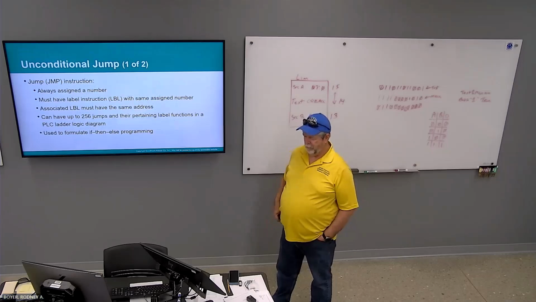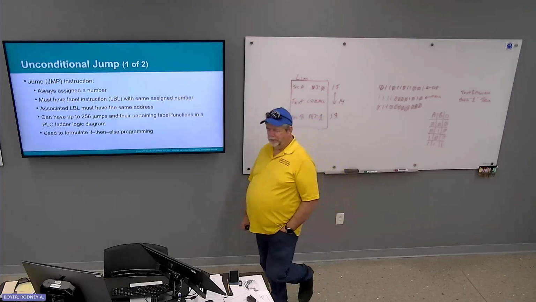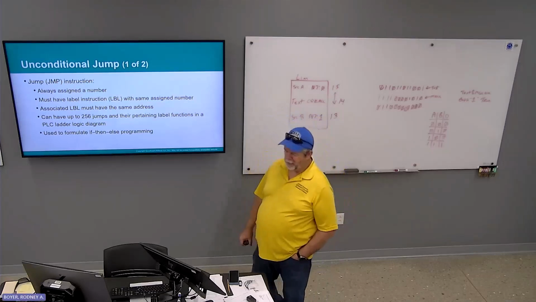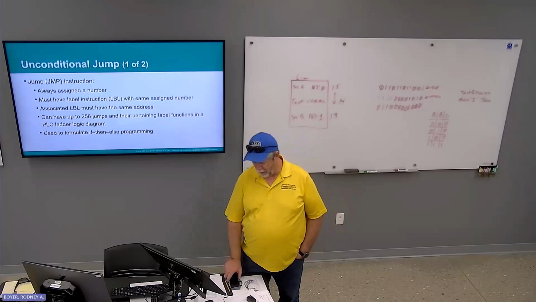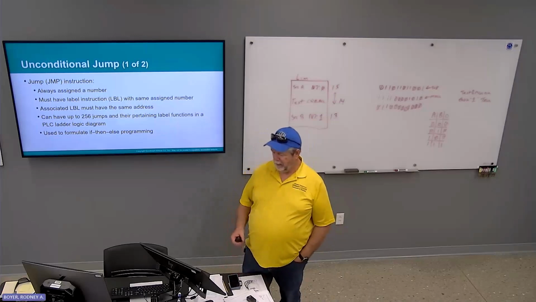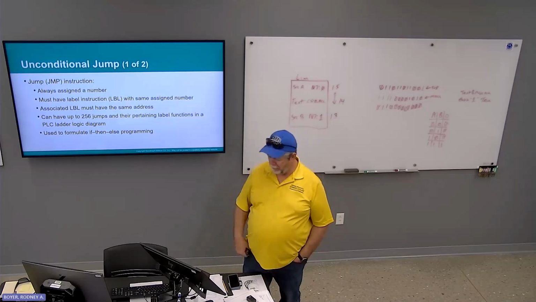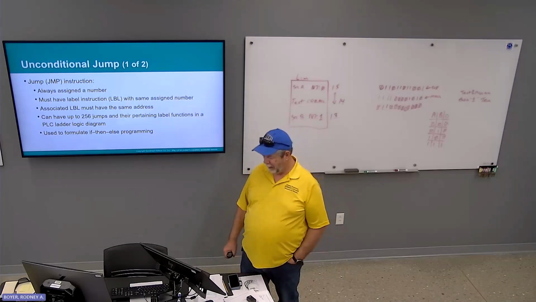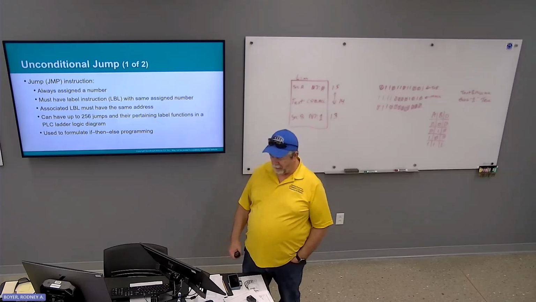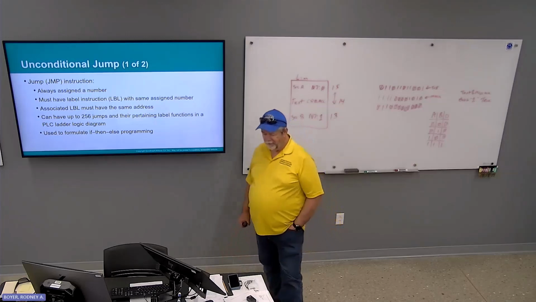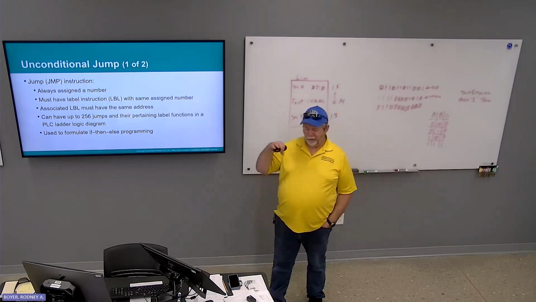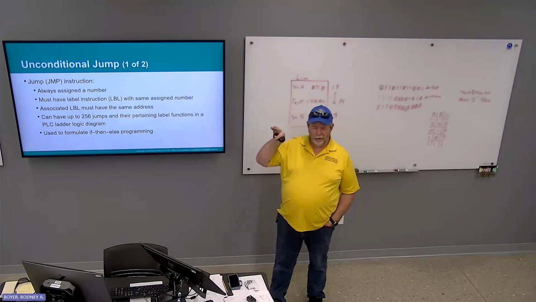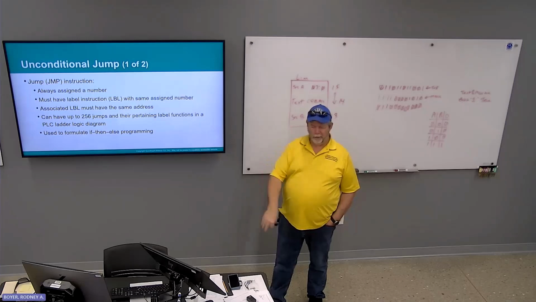Jump. Unconditional jump. Always assigned a number. Must have a label instruction with the same assigned number. Associated label must have the same address. You can have up to 256 jumps and the pertaining label functions in a PLC ladder logic diagram used to formulate if, then, else programming. So if this is true, then we do this. If not, then we do that. Otherwise, we just go on with life.